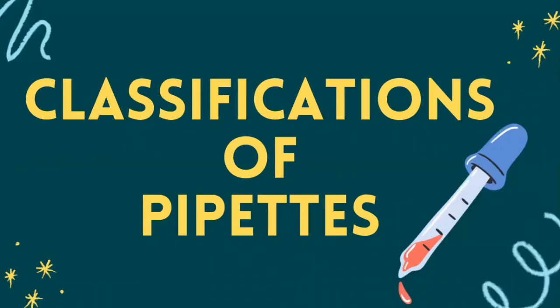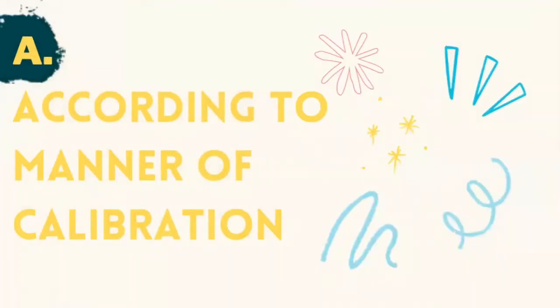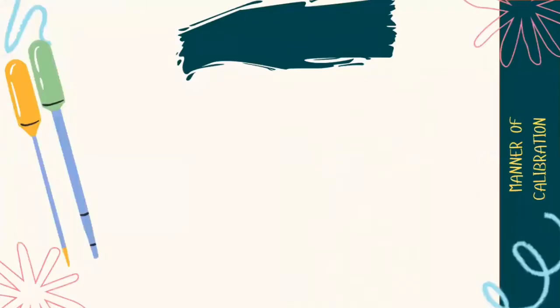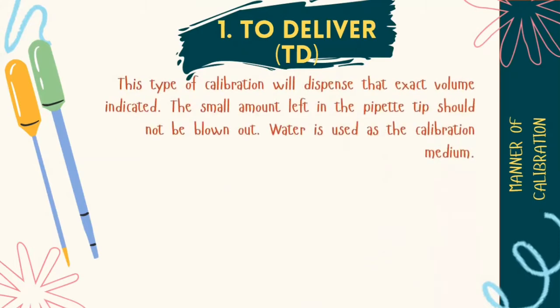So there are classifications of pipettes. According to manner of calibration, first is to deliver, or we call it TD. This type of calibration will dispense the exact volume indicated. The small amount left in the pipette tip should not be blown out. Water is used as the calibration medium.